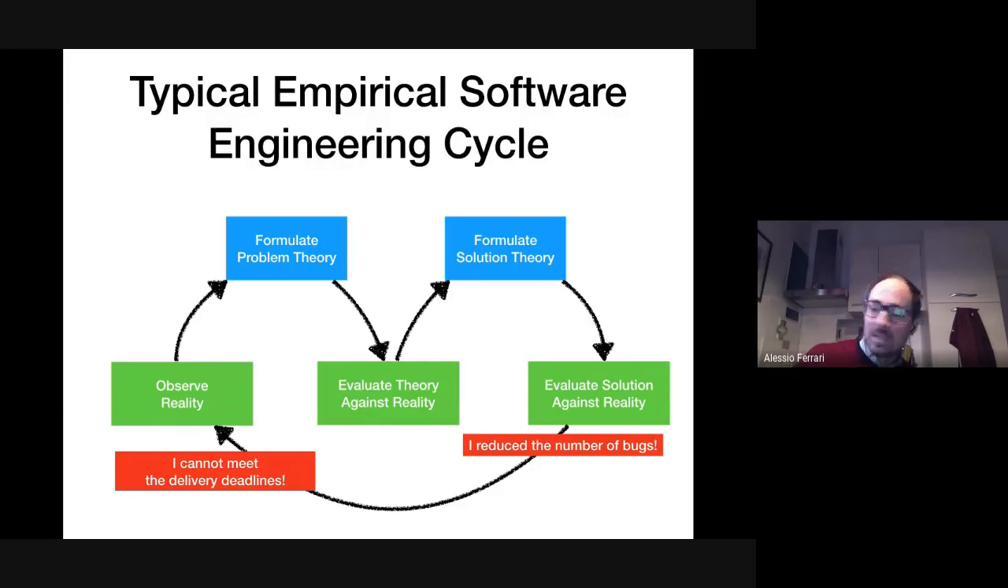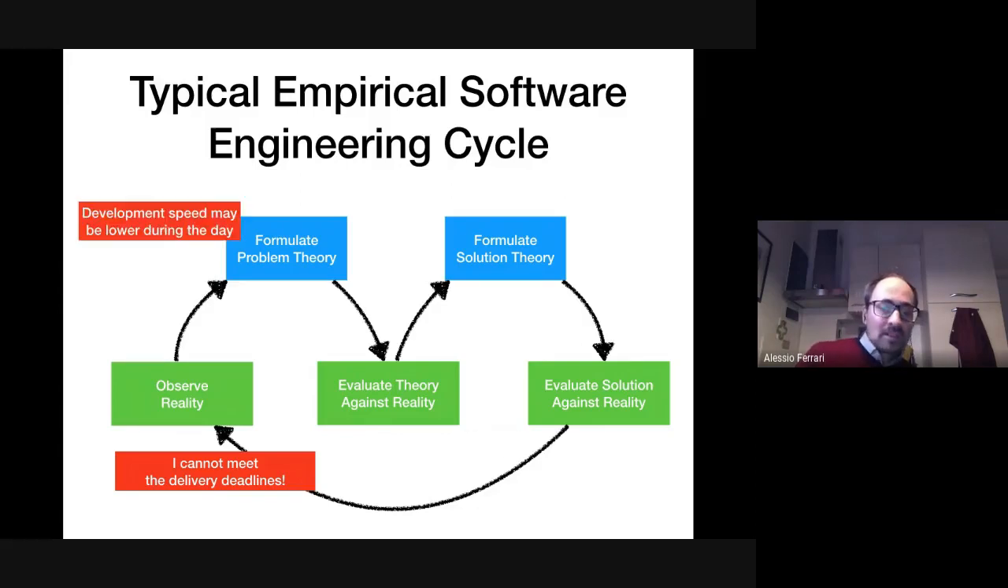This comes from another observation of reality. After I built my solution, this is not enough. I have to check that no additional problems have been introduced, because I have somewhat transformed the reality. I need to observe that my transformation didn't introduce some novel problem, so that my solution didn't create more problems than the one that it solved. At this point, I have a new problem, that I cannot meet the delivery deadlines, besides the other one.